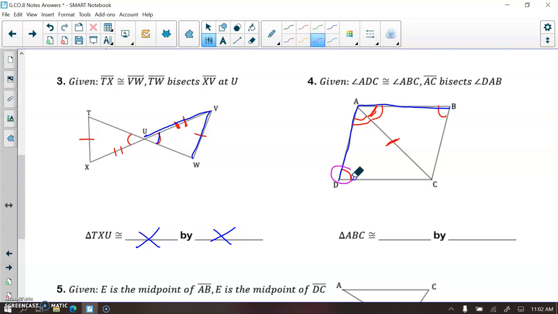So we have angle, angle, side. That is one of our congruence statements. So these 2 triangles are congruent by AAS. On my first triangle, angle A is congruent to angle A on my second. Angle B on my first triangle is congruent to angle D, which then by process of elimination, angle C and angle C would be congruent to one another.